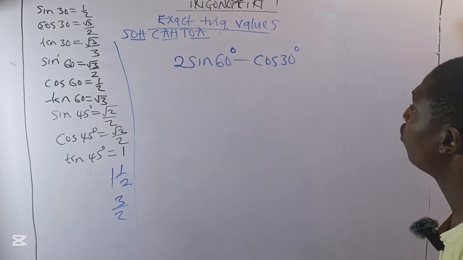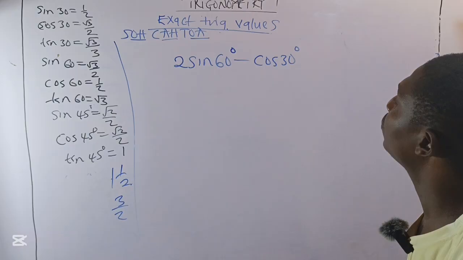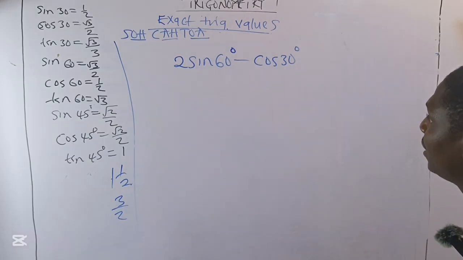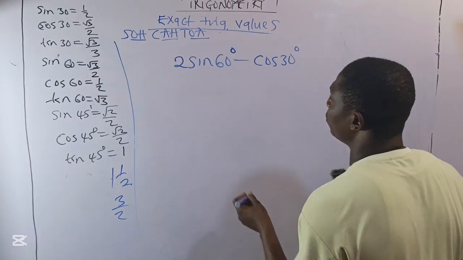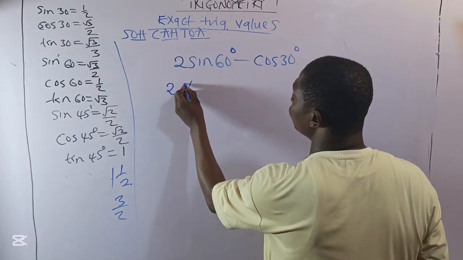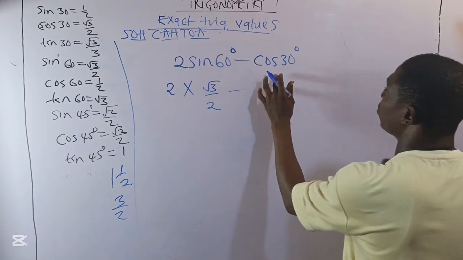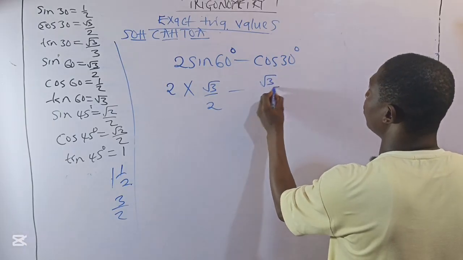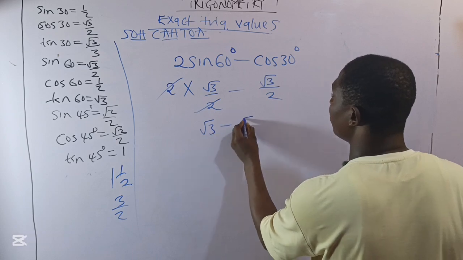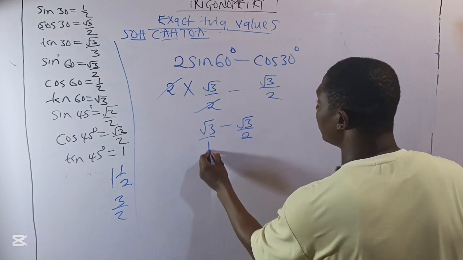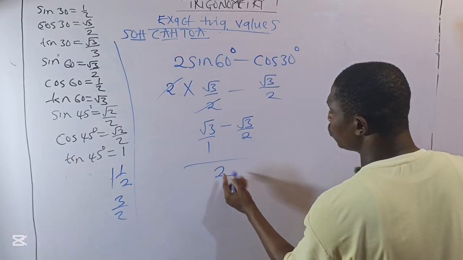So this is a question from a standard school in Delta State. And we have 2 sine 60 degree minus cos 30 degree. Again, we'll use the same format. Remember our sine 60 is root 3 over 2. So I'll simply have 2 times root 3 all over 2 minus cos 30 is root 3 all over 2. This can cancel this, and I'll have root 3 minus root 3 all over 2. This can be over 1. LCM of 2 and 1 is 2. 1 into 2 is 2.